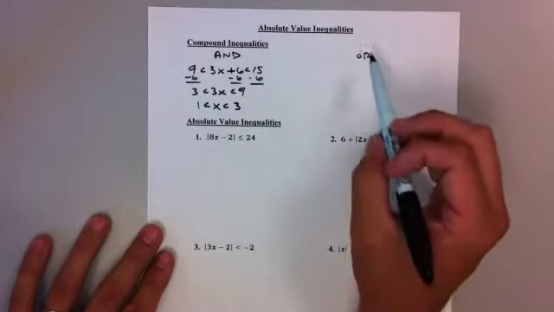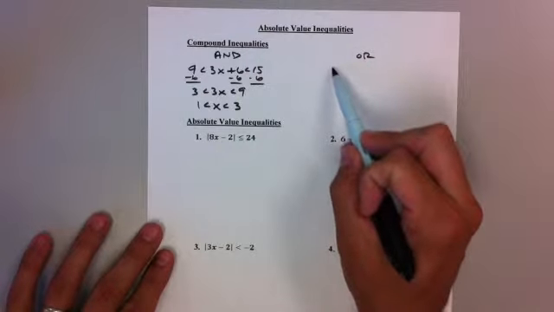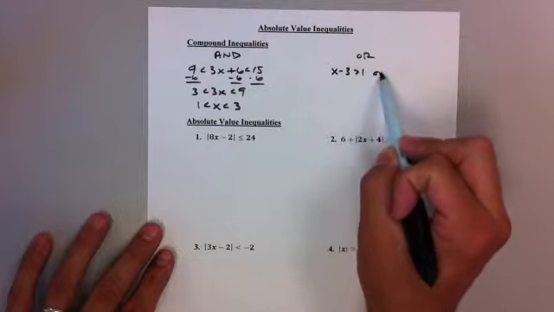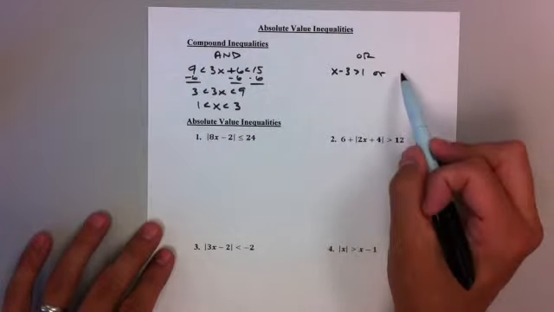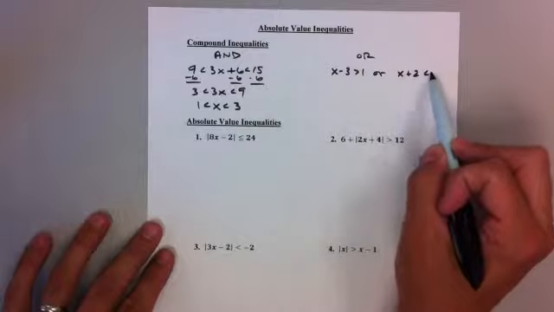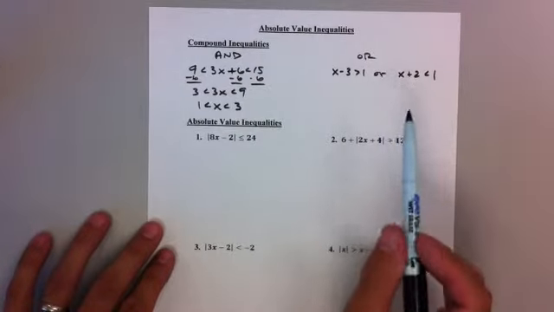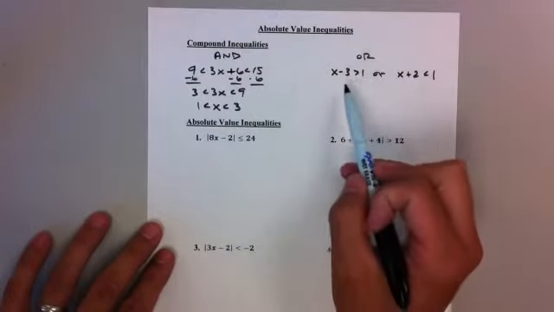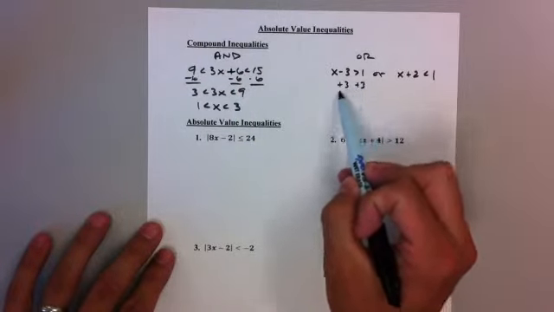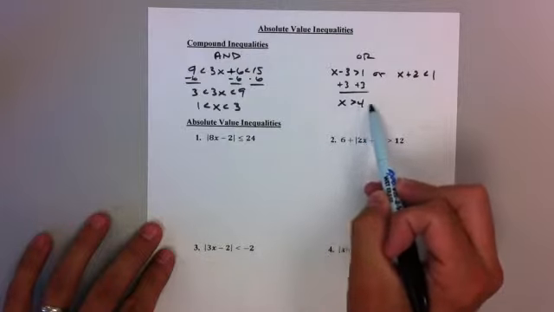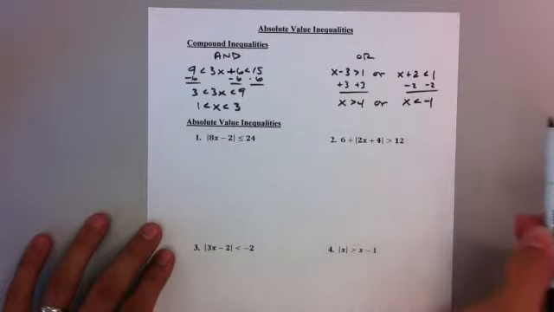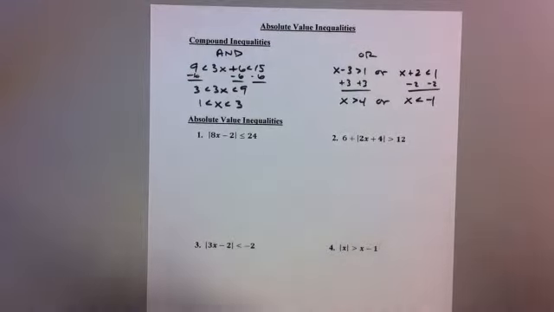Now an or statement looks more like this. It simply says x minus 3 is greater than 1, or it actually has the word or in it. X plus 2 is less than 1. Or statements always have the word or in them. You can never write an or statement like that. And so over here you just simply solve both inequalities. X is greater than 4, or x is less than negative 1. Okay, pretty simple. Okay, but that's basically what compound inequalities are.